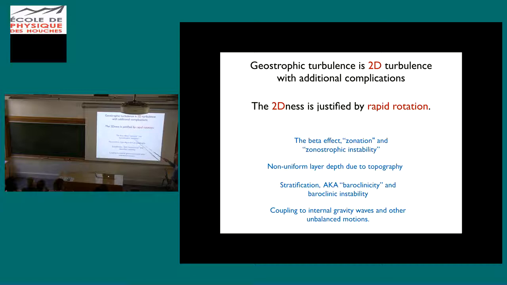zonation or zonostrophic instability. And then there are other quite important complications which occur in geophysics, such as non-uniform layer depth due to topography, stratification, baroclinicity, baroclinic instability, coupling to internal gravity waves and other unbalanced motions. All of these have been mentioned in passing at this meeting. The one thing I'm going to be talking mainly about is the beta effect as the additional complication which goes along with geostrophic turbulence.